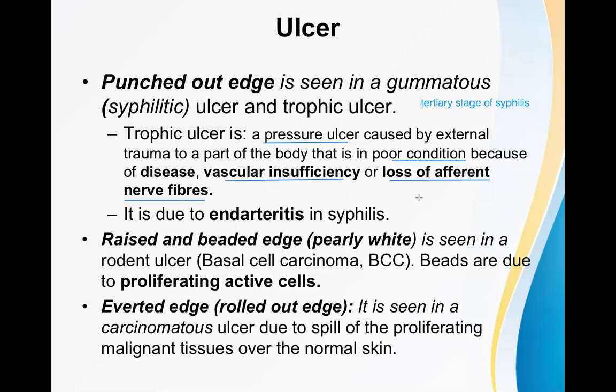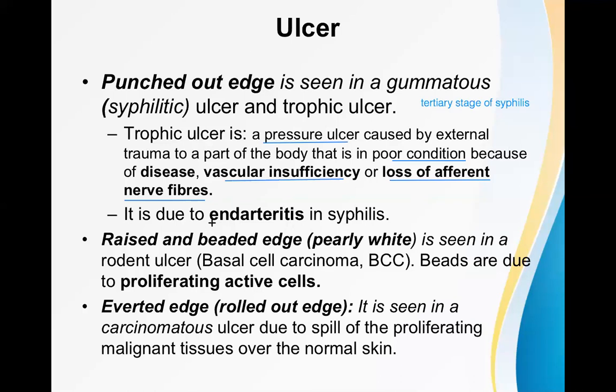Another is leprosy. Leprosy is a disease which is caused by Mycobacterium leprae, but the target organs or target tissues are nerves, especially the peripheral nerves. So a similar type of ulcer can be seen in leprosy also. So this is a bit of information for you. And regarding syphilis, the pathophysiology which is involved in the formation of this punched out edge ulcer is called endarteritis.